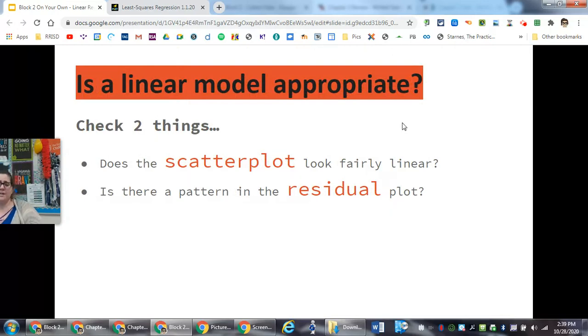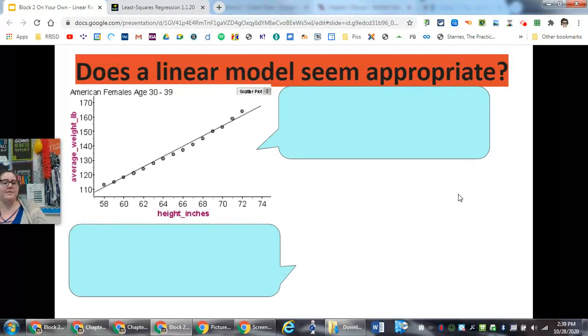We want to check two things. We want to check the scatter plot. Does the scatter plot look linear? Because if the scatter plot looks like quadratic, then clearly a linear model is not appropriate. But we're also going to check this residual plot and look for a pattern, specifically usually a curved pattern. So let me explain a little bit.